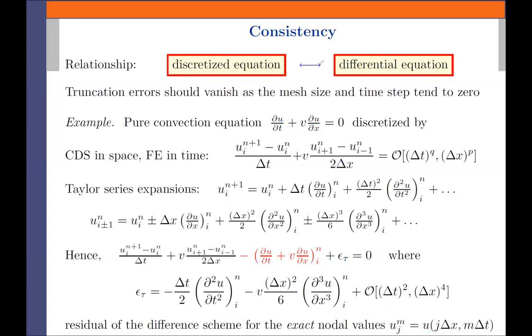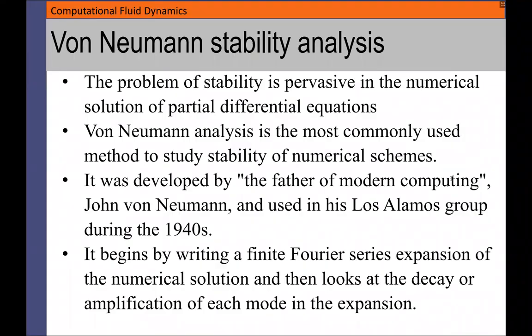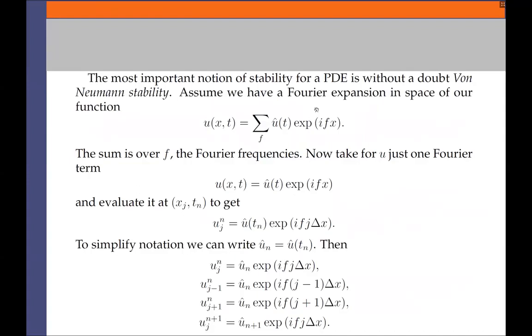Now moving forward, von Neumann stability analysis. The problem of stability is pervasive in the numerical solution of partial differential equations. Von Neumann analysis is the most commonly used, and it was invented by John von Neumann. It begins with writing a finite Fourier series expansion of the numerical solution, and then looking at the decay or the amplification of each mode in the expansion. So the most common notion of stability for PDEs is without a doubt von Neumann stability.